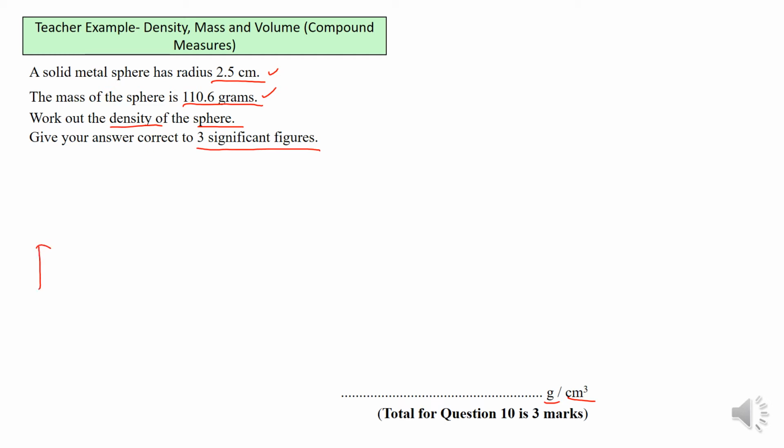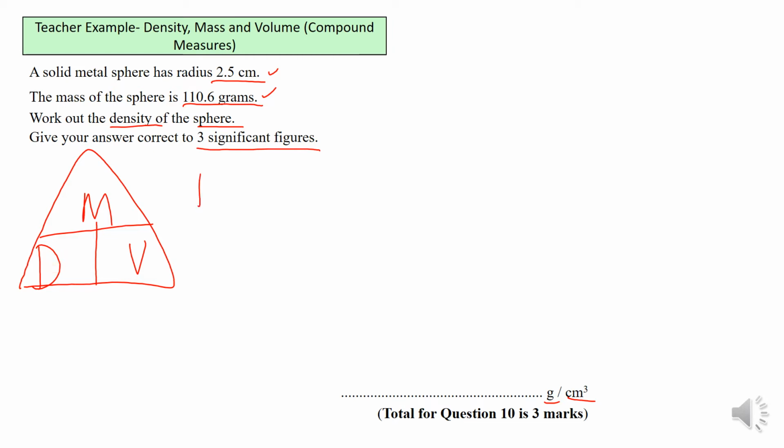You need to remember this formula triangle, DMV. One way to remember it is don't marry Vera. So in order for me to work out the density, I'll just cover the letter D on the formula triangle. So I'll cover that up with my hand, which tells me density is equal to mass divided by the volume. So density is equal to the mass of the object divided by its volume.